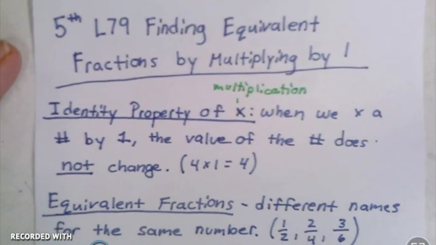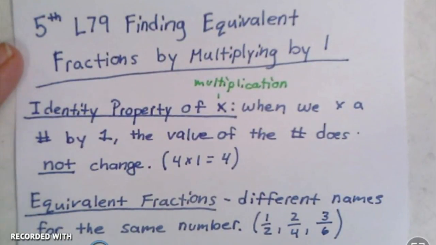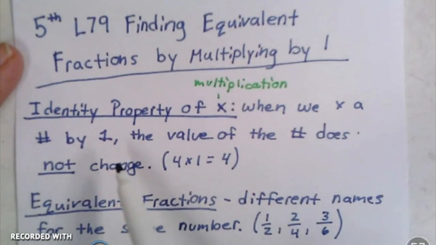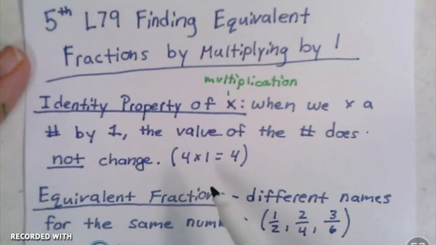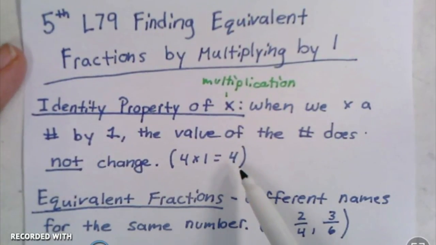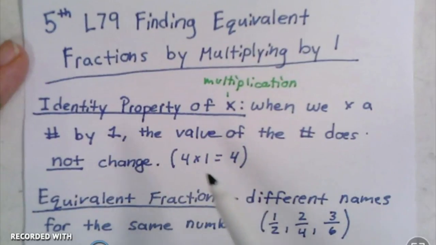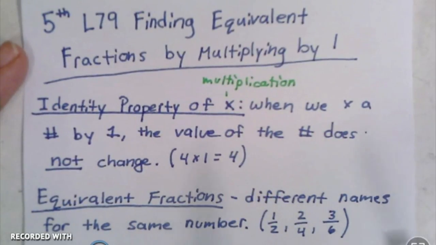So our first vocab word is the identity property of multiplication, and we learned this in the beginning of the year. When we multiply a number by 1, the value of the number does not change. For example, 4 times 1 is still 4. The value stayed 4. If we did 81 times 1, it would still be 81. The value would not change. So we're going to be applying that to fractions today.